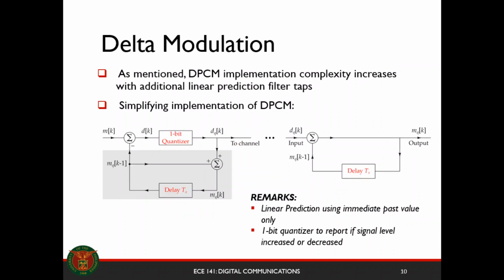For delta modulation, DPCM implementation is very complex. What if we don't want a complex system? We can use delta modulation for that. A delta modulation always uses a 1-bit quantizer. It only uses a 1-bit quantizer. It's either 1 or 0. Does it increase or does it decrease? So what happens if we implement this?